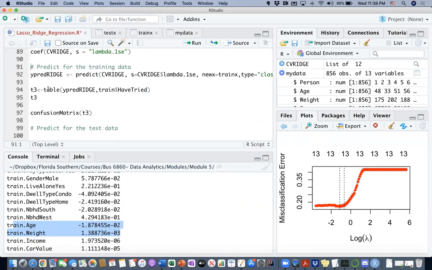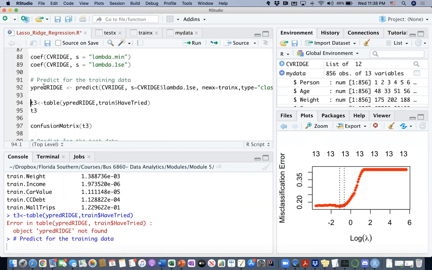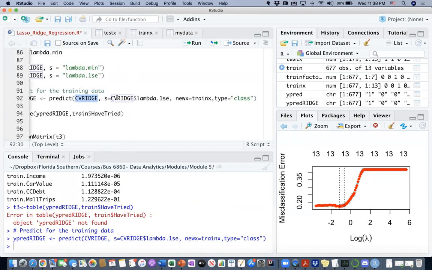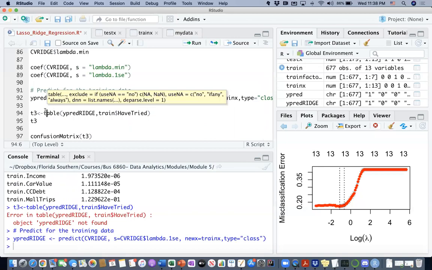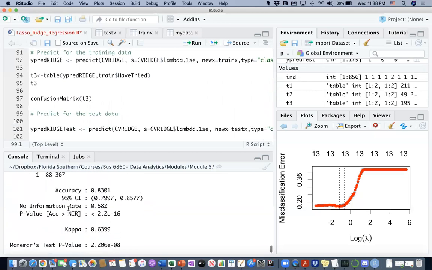All right, so let's put together these predictions in a confusion matrix format. Let's see what's wrong here. Prediction is not found. Yes, we haven't executed this line. Let's first make the predictions by using the predict function, by using the ridge model. I'm using the one standard deviation compromise lambda value, working on train data, and my type is class. All right, let's regenerate this. It should work. This is my confusion matrix, a very simple confusion matrix. Let's call the confusion matrix function on this contingency table, and let's take a look at our accuracy.